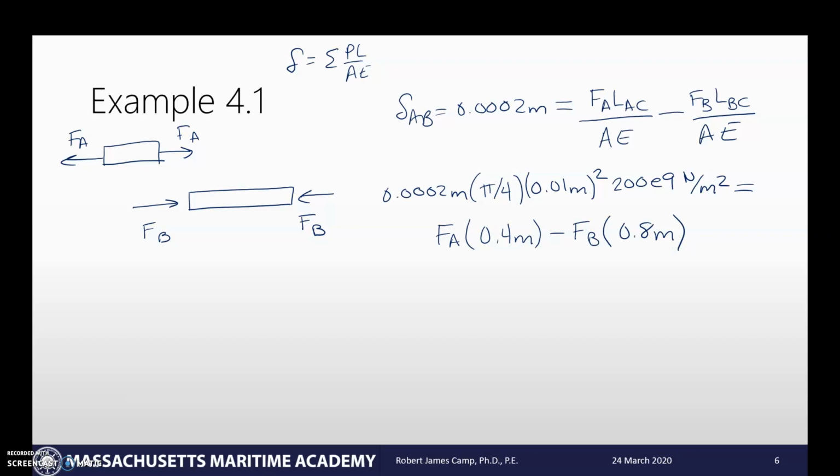So now at this point, we've got some stuff that we can multiply together. And if we do that, what we'll have is 3141.59 newton meters on the left-hand side. And that's going to just be equal to 0.4 meters FA minus 0.8 meters FB. So now I have my equation simplified. And so we go back to our other equation, and that is going to be that 20,000, or 20 times 10 to the 3 newtons, is going to be equal to FA plus FB.